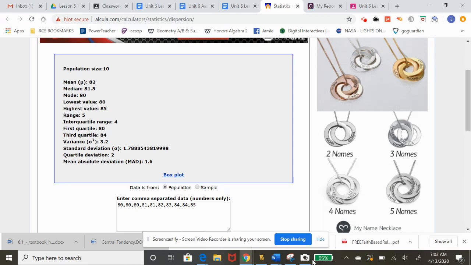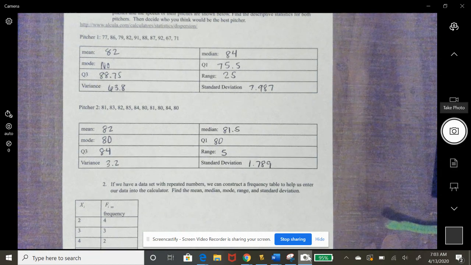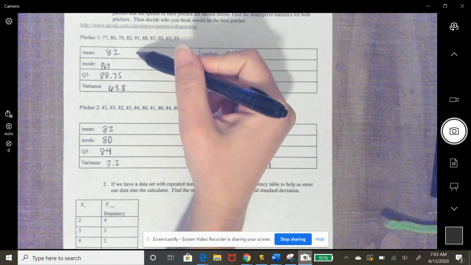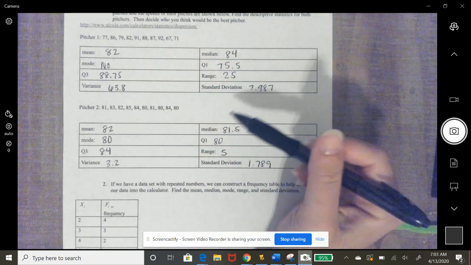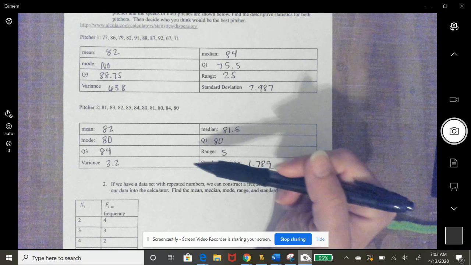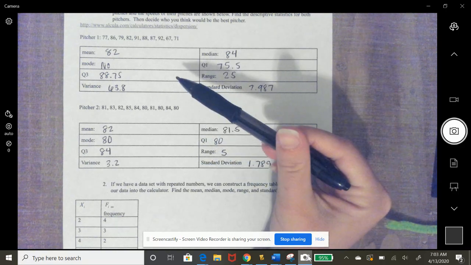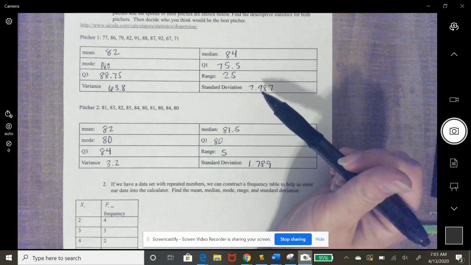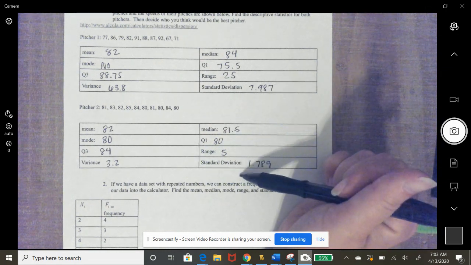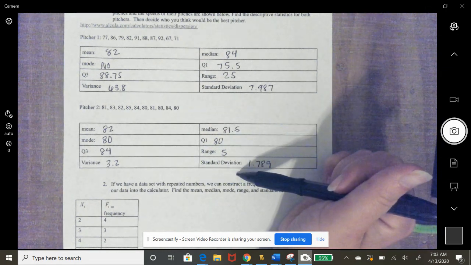Okay, so if you look at the data, I went ahead and wrote it on here so I don't have to go back and type it. You can see their mean is the same. Okay, so they both have the same average here. But if you look at their variance and standard deviation, you should notice something. This variance is 63.8. This one's 3.2. Okay, this standard deviation is 7.9, and this one is 1.78.